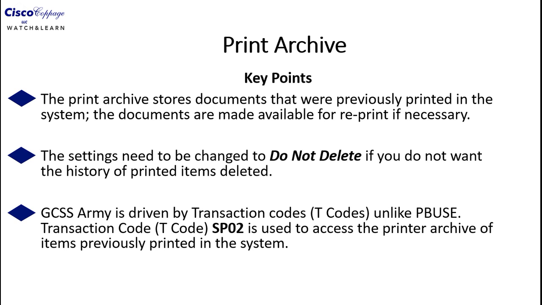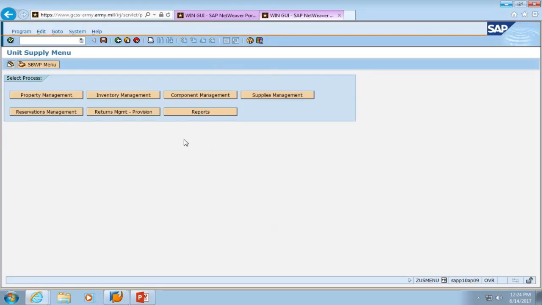The transaction code SP02 (Sierra Papa 02) is used to access the print archive inside of GCSS Army. From the unit supply menu, I'm going to type the transaction code SP02 in the command field. Keep in mind, SP02 will not be found on your unit supply menu. It's one of those transaction codes you will have to type into the command field.